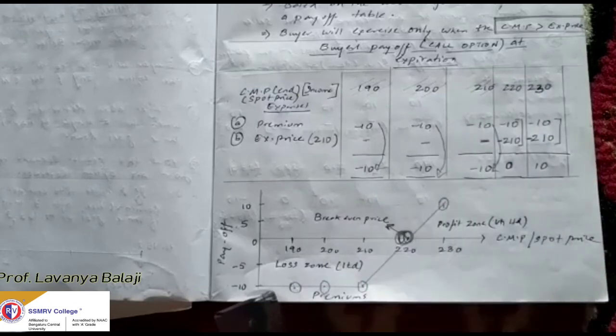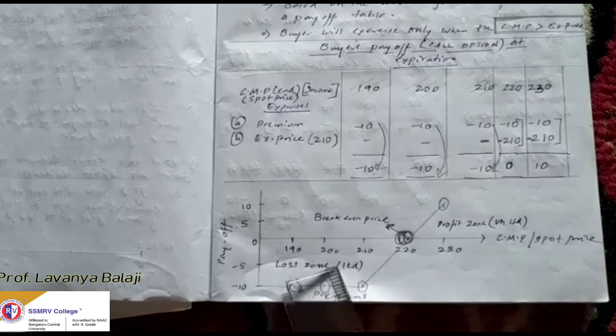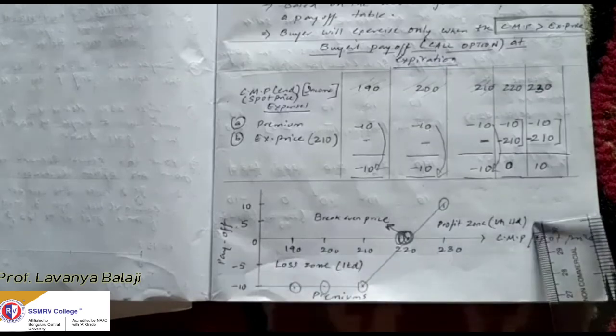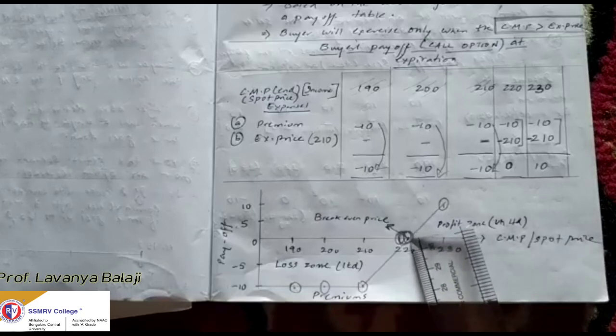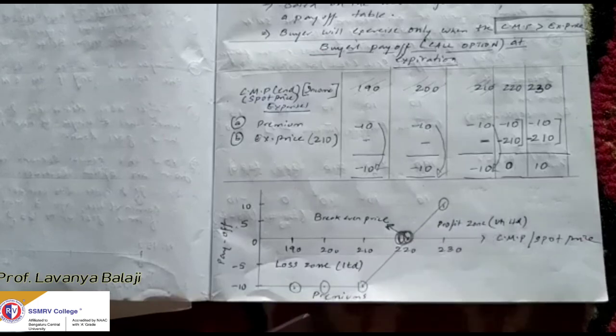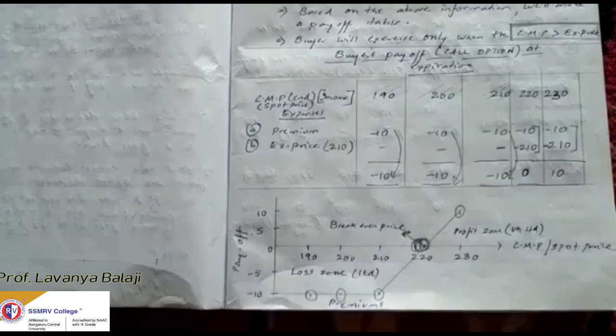So if you join these dots, you get a graph like this. So this is a complete loss area or the loss zone. This is the positive or the profit zone. This particular point is called the break-even price or the break-even point, where the buyer doesn't gain anything or lose anything. So hope this is really clear to you.